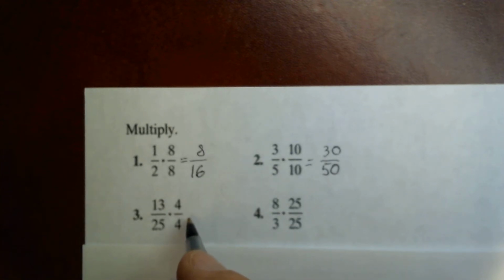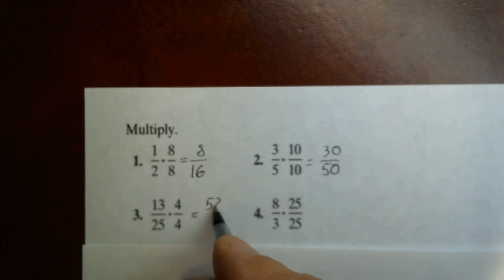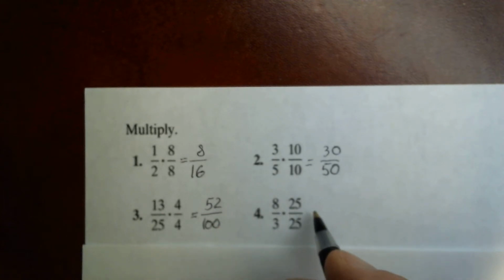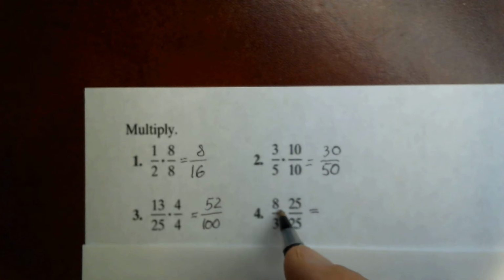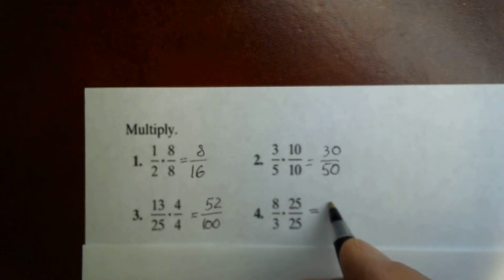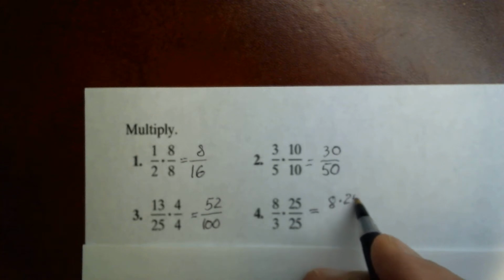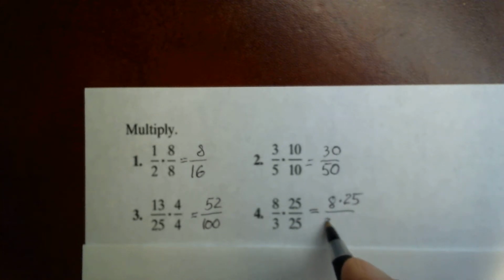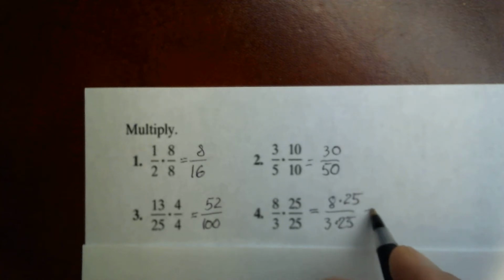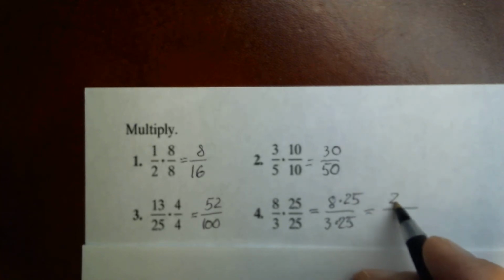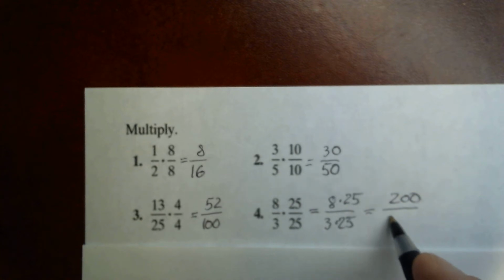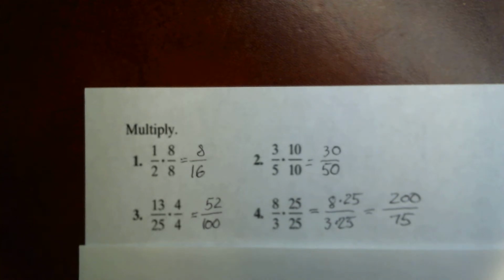And for number 3, we know that 4 times 13 is 52, and 25 times 4 is 100. And for number 4, we know that 8 times 25, let me just write this one out just to make sure we are all on the same page, divided by 3 times 25. So 8 times 25 is 200, and 3 times 25 is 75. So that was pretty straightforward, right?